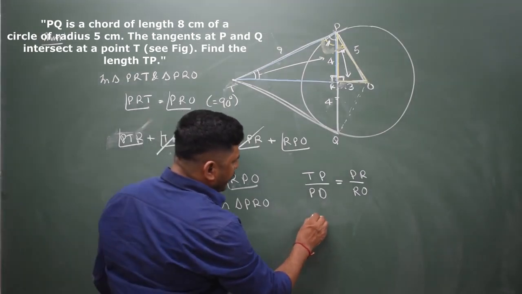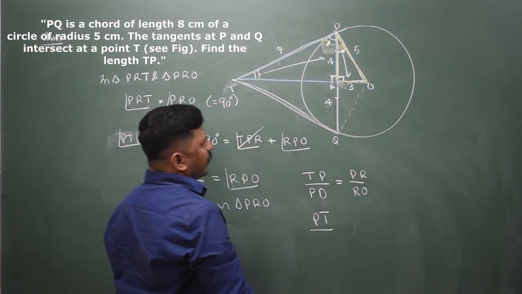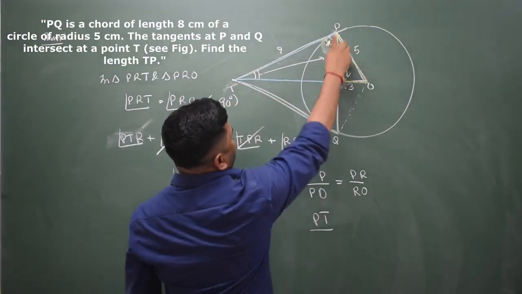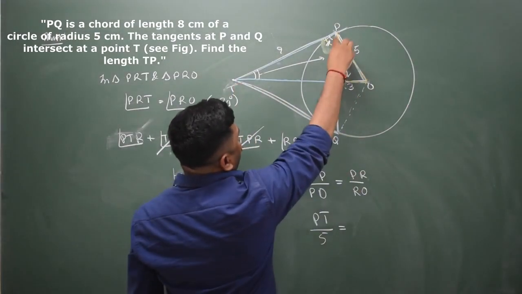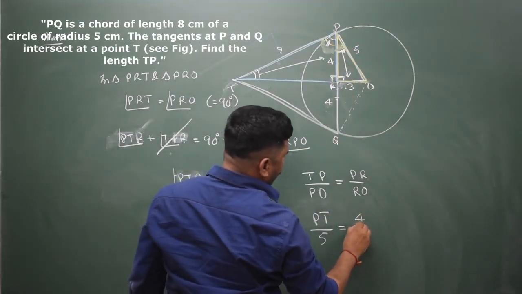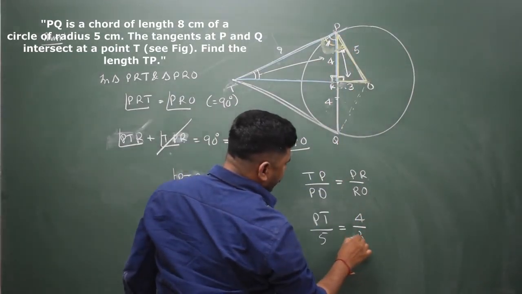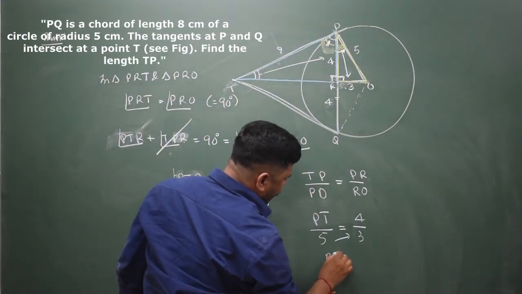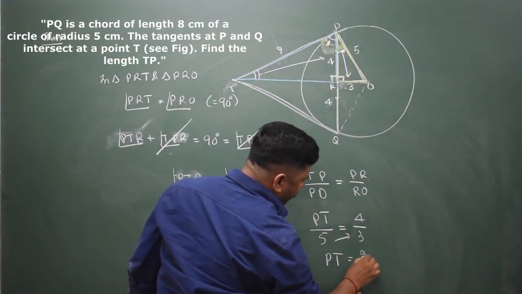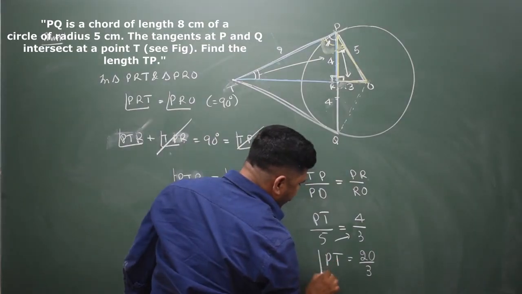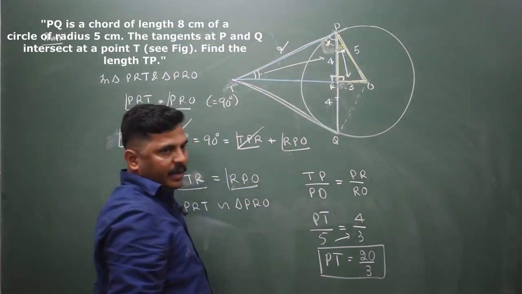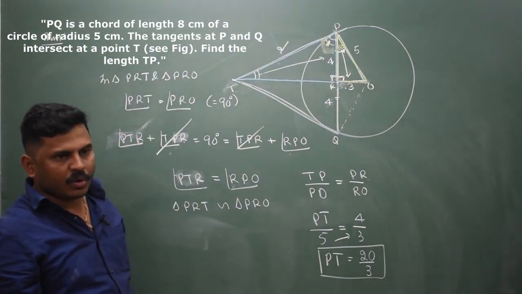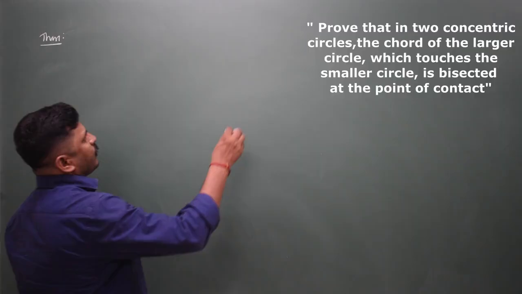Now PT divided by what is PO? 5 equal to PR 4 divided by RO 3. Cross multiply, PT equals 5 fours are 20 divided by 3. This is what they ask you to calculate. They ask you to calculate TP, right? TP equals 20 by 3 centimeters.